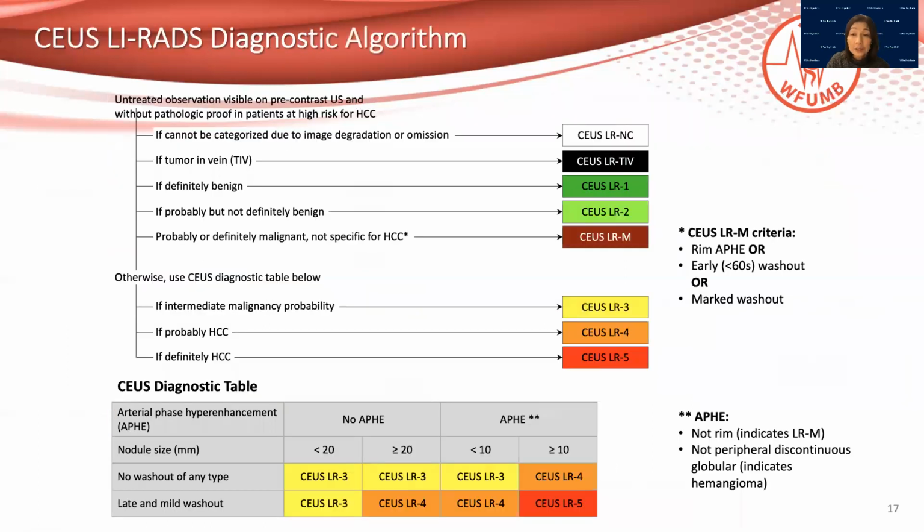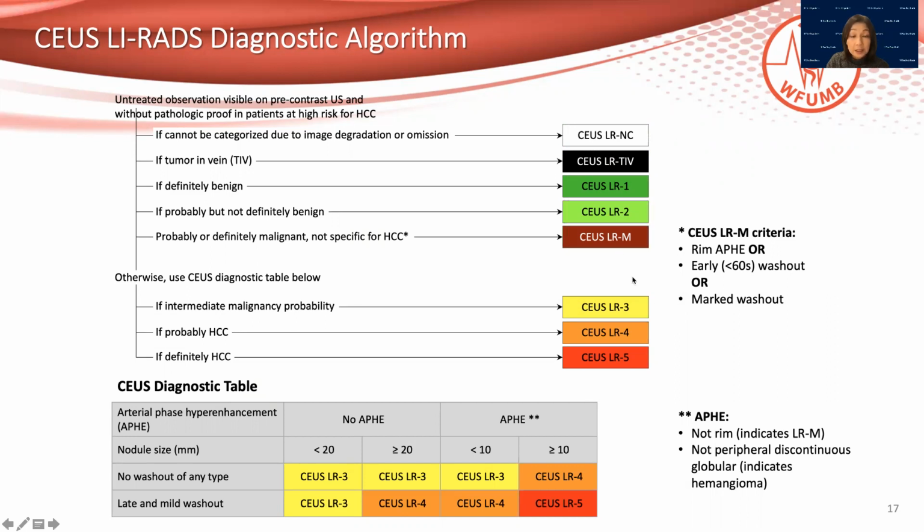Here's how the diagnostic tree and table look for CEUS LIRADS. Currently, the CEUS LIRADS algorithm is only for blood pool agents such as Sonazoid... such as Lumason or Definity. Sonazoid is not included in the current algorithm. So you will go from top to bottom. First, exclude non-categorizable, and then tumor in vein, LIRADS 1, LIRADS 2. I do not have time to explain each category in detail today.